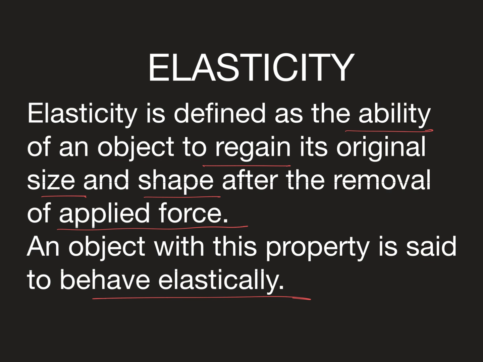An object can initially behave as an elastic object, but if the force is excessive, the object may not regain its original size or shape. When that happens, the object is said to undergo a plastic deformation. Therefore, we need to know the differences between an elastic object and a plastic object.